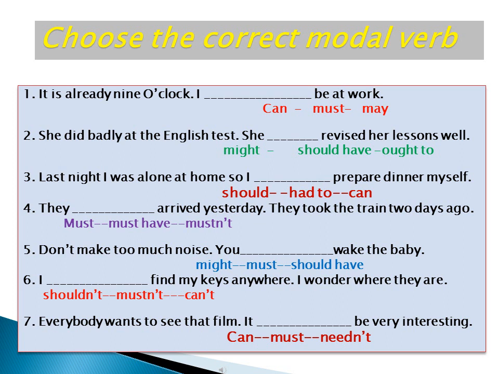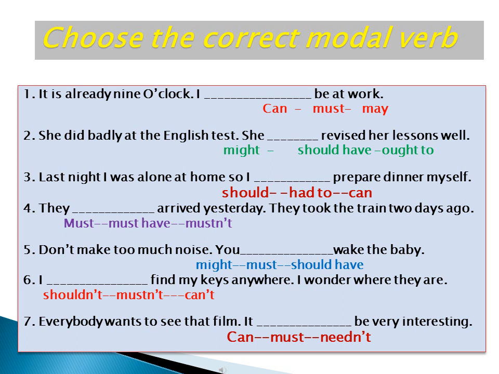Number 2, she did badly at the English test. She revised her lessons well. Might, should have, ought to. Number 3, last night I was alone at home. So I prepared dinner myself. Should, had to, can. 4, they arrived yesterday. They took the train 2 days ago. So must, must have, mustn't. 5, don't make too much noise. You wake the baby. Might, must, should have.